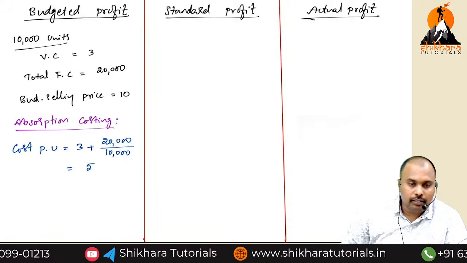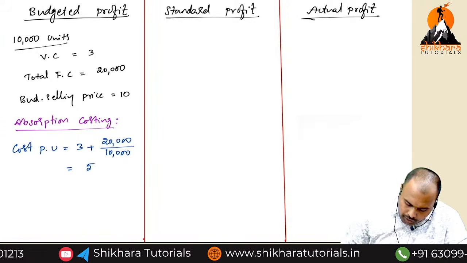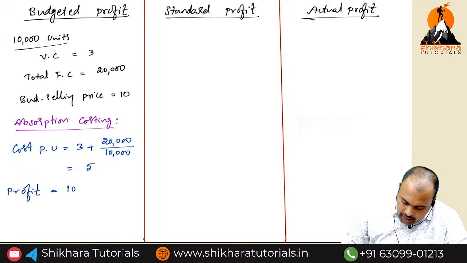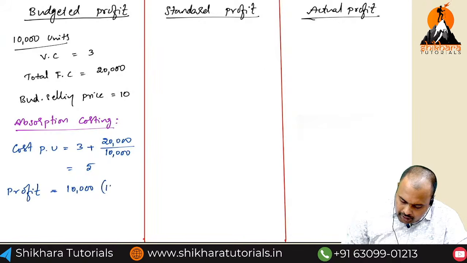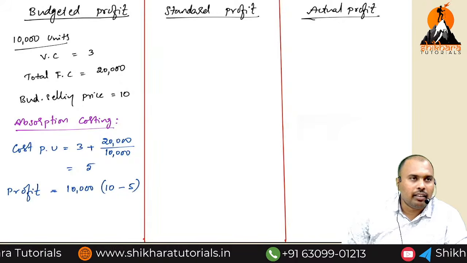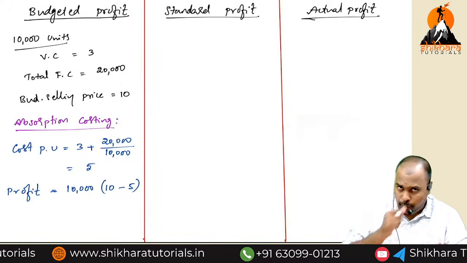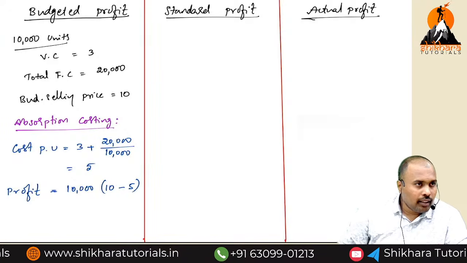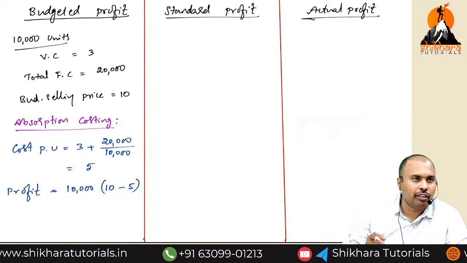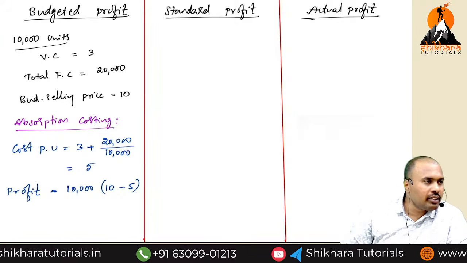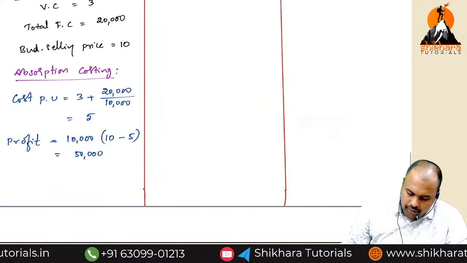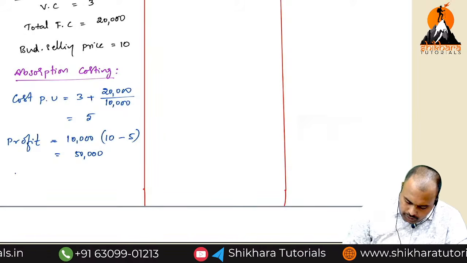Totally 5 rupees. Clear? Now what is my profit? My profit has to be sales units into selling price minus cost. That has to be the profit, right? Profit is nothing but selling price minus cost, which is profit per unit. Agree? Selling price per unit minus cost per unit will be profit per unit. Then how many units am I selling? 10,000. So my budgeted profit will be 50,000. Now let's go for marginal costing.